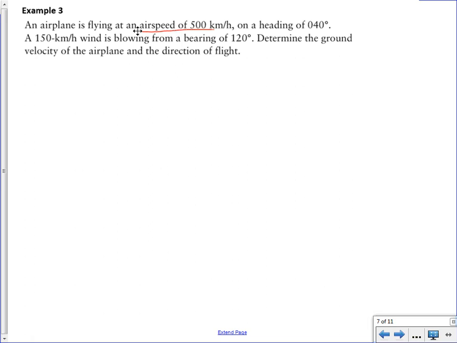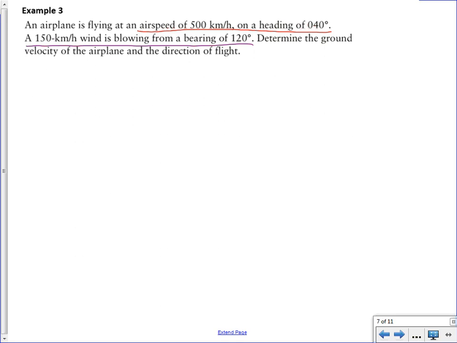You guys get that, that is the plane. I'm in the plane and I'm aiming in a certain direction and I have a certain speed. From the plane's perspective, that's the info. That's one vector. A 150 kilometer per hour wind is blowing from a bearing of 120. That's going to affect where my plane actually goes. Find the ground velocity. From the ground's perspective, where does this plane actually go? You have to take into consideration both of those vectors.